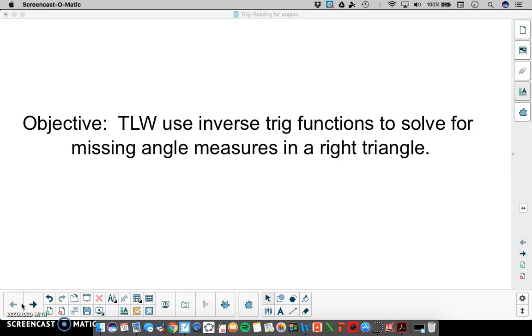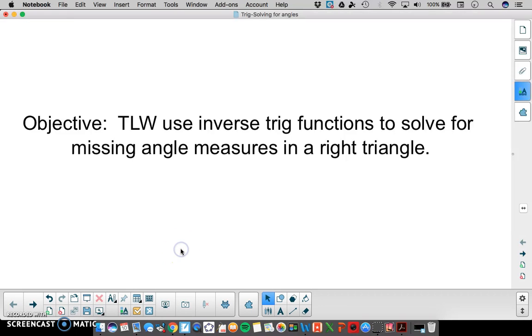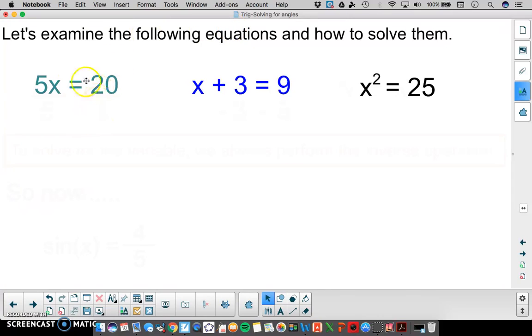In this video, the learner will use inverse trig functions to solve for missing angle measures in a right triangle. So first we're going to examine a few equations and how we would solve these. Looking at 5x equals 20, how would we get x by itself?